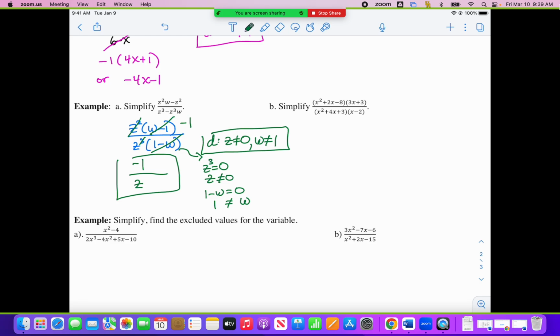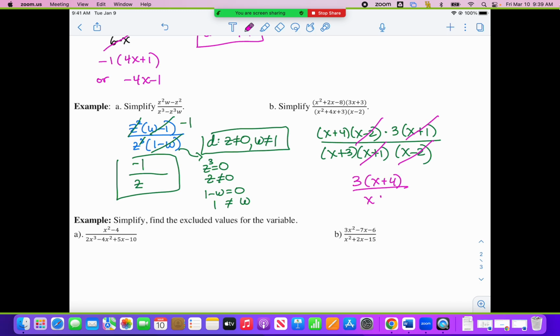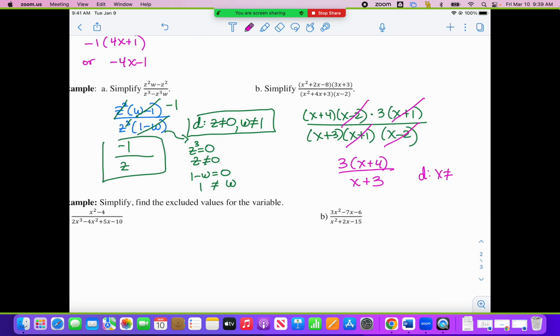All right, on this one, I'm going to get what? X plus 4, x minus 2. I can pull out a 3. I get x plus 3, x plus 1, x minus 2. So an x plus 1 cancels, an x minus 2 cancels, and I have 3 times x plus 4 over x plus 3. My domain is x can't be negative 3, negative 1, or 2. Can you see it from the factored denominator there?